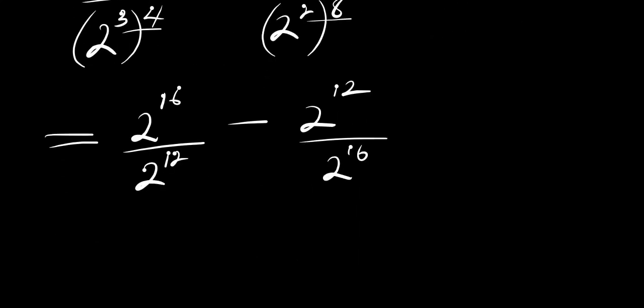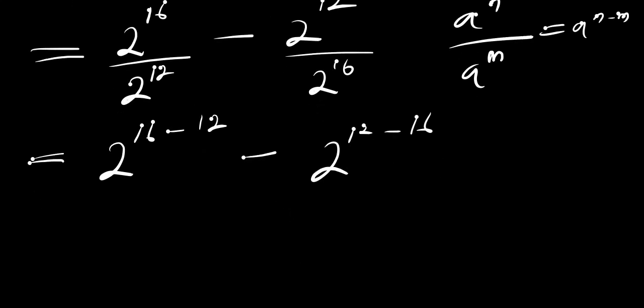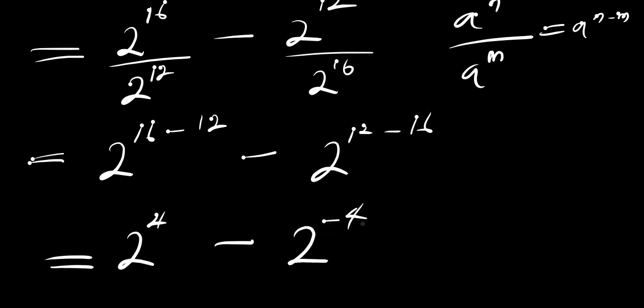Now the next thing we're going to do is to apply this other identity, a power n divided by a power m equals a power n minus m. So that means we're going to have 2 power 16 minus 12 minus 2 power 12 minus 16. So this will give us 2 power 16 minus 12 is 4 minus 2 power 12 minus 16 is negative 4.